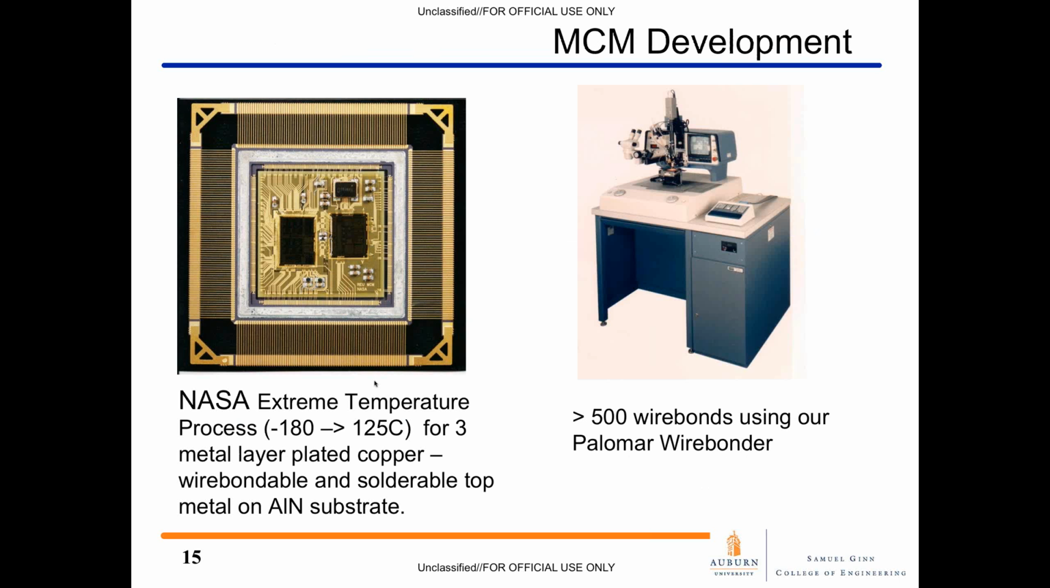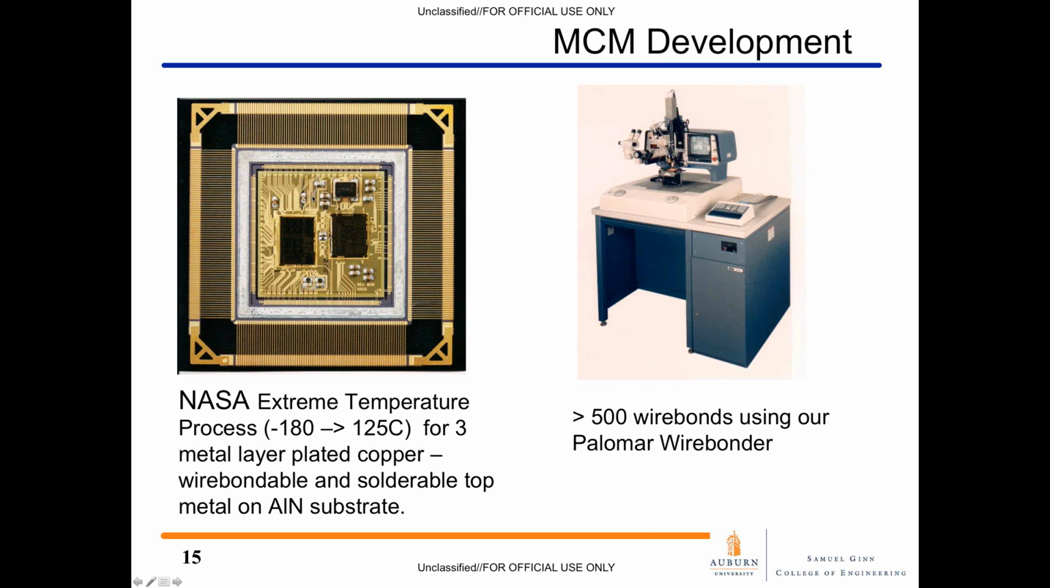Again, some of the MCM development to show you one that was successfully built here at Auburn, completely fabricated at Auburn University in our facilities. We did a chip for our substrate for NASA a few years back, and it had to withstand about a 300-degree temperature range, from -180 to 125 degrees C. And to do that, we started off with an aluminum nitride substrate and did all the plating layers, just a 3-metal copper layer substrate. And then we've got chips that are wire bonded.